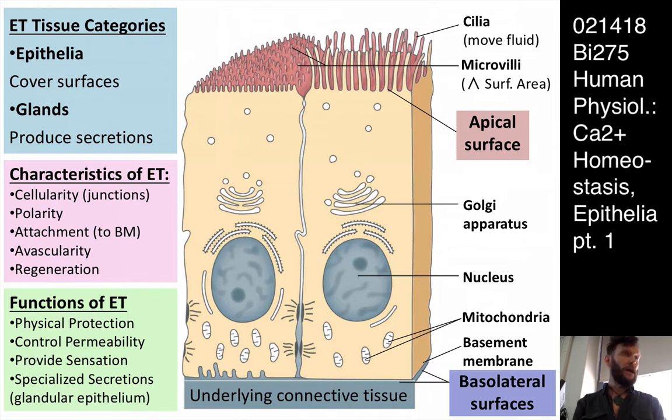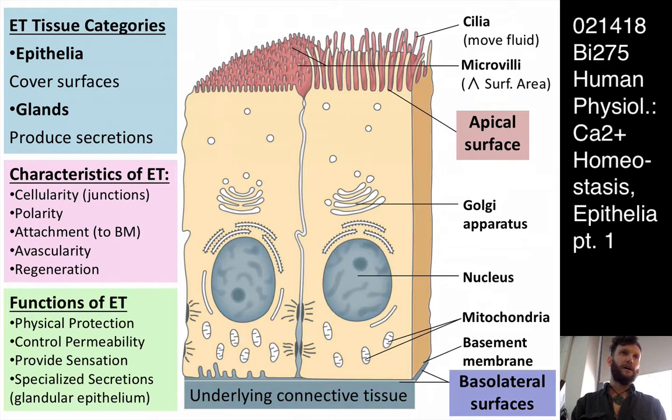So what does this do? It acts as a physical protection. It helps to control permeability. Because of the cellularity or the junctions that these epithelial cells have, it prevents, for example, in the lumen of your intestine, the inside of your intestine, bacteria that may be in the gut from getting into the bloodstream, from penetrating this boundary that they create. And to get past that boundary, you have to go into the cell and actually get processed by it.